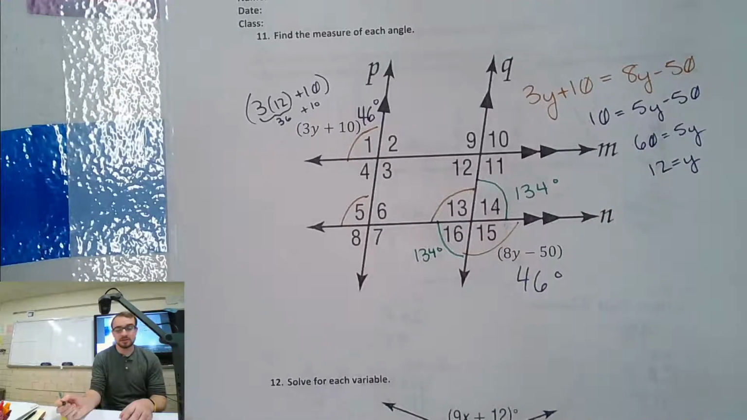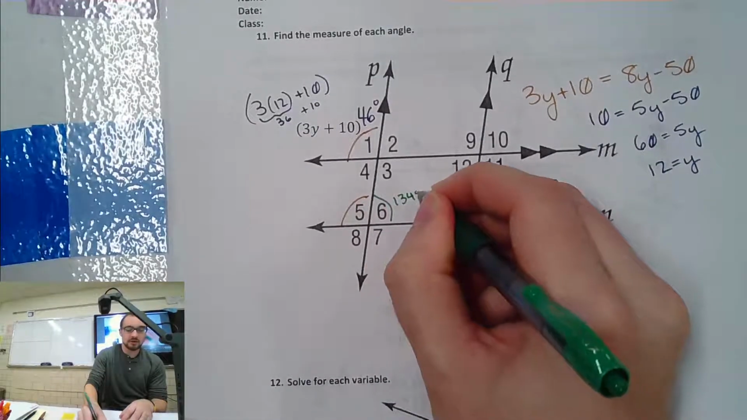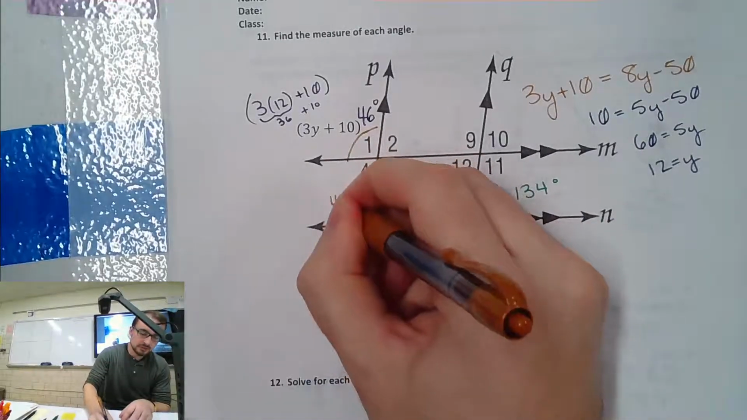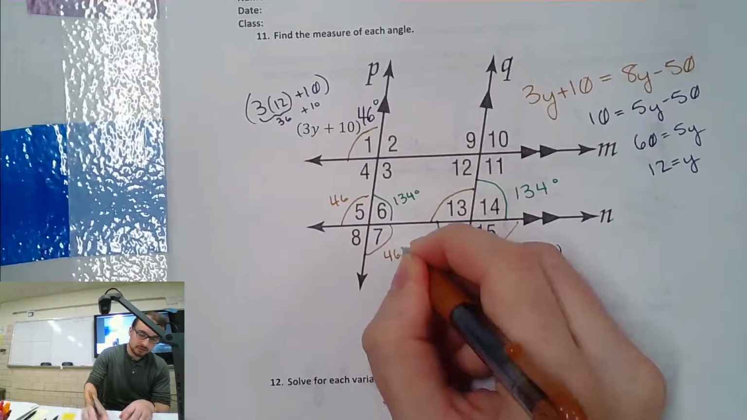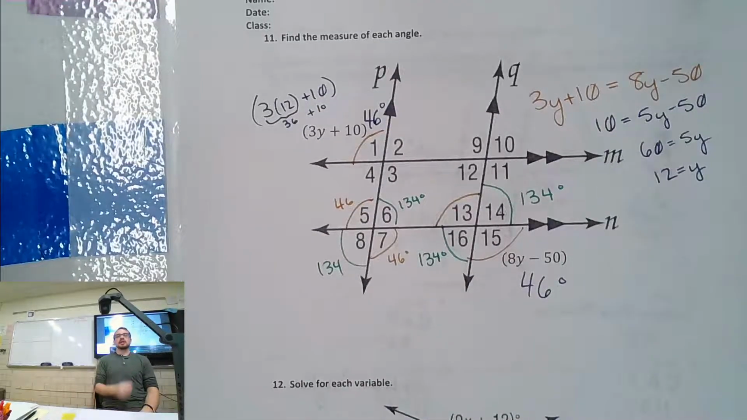In fact, if you notice, there's only 2 angle measures in the entire problem, aren't there? That guy's going to be 134. My class is so hard. 46. 46. 134. Yada, yada, yada. Need I go on?